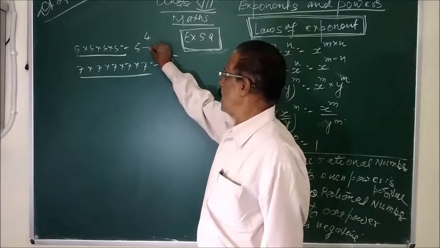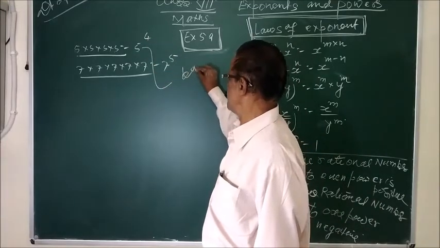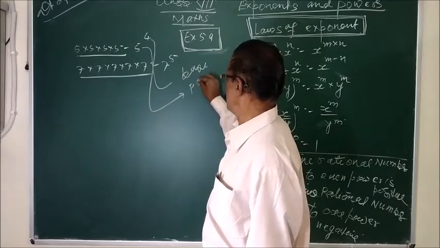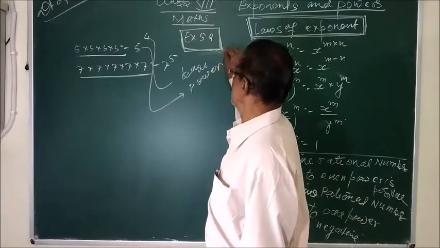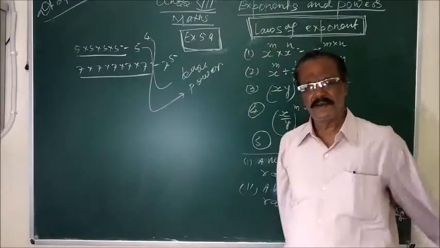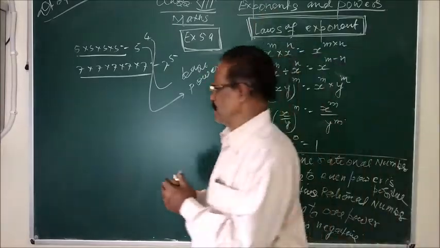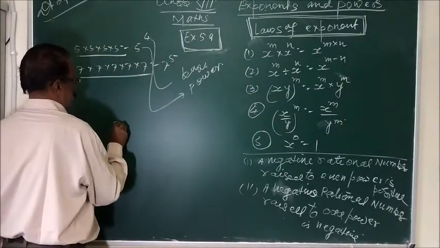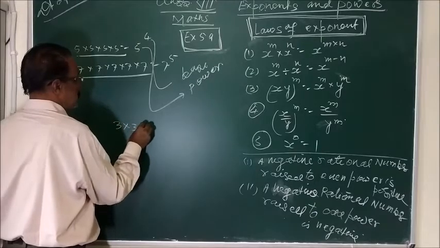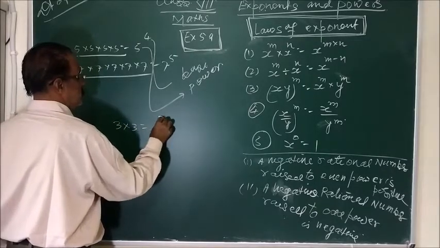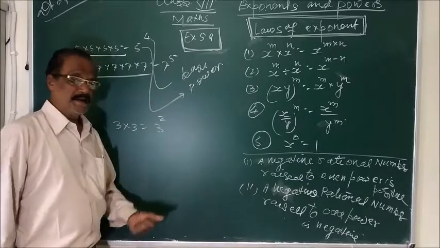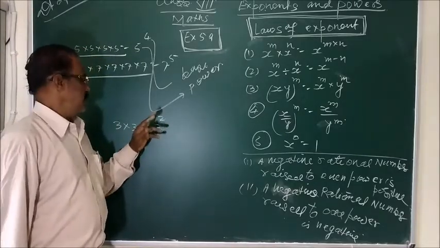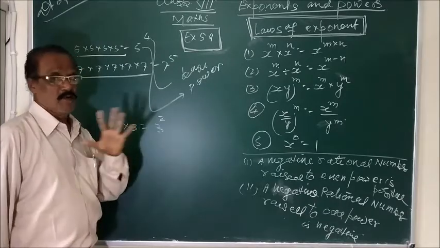And here 5 is called the base, and this 4 is called the power or exponent. Here, this is the exponent. The exponent means power. Suppose you write 3 into 3, how will you write it in power? 3 power 2. It is read as 3 to the power 2, or simply we say 3 square.